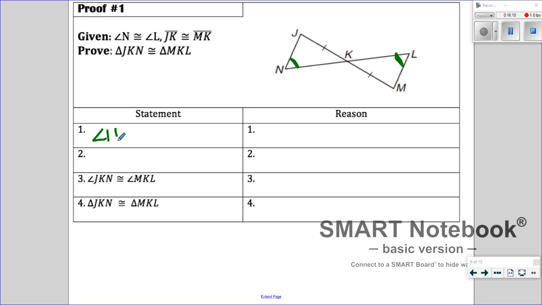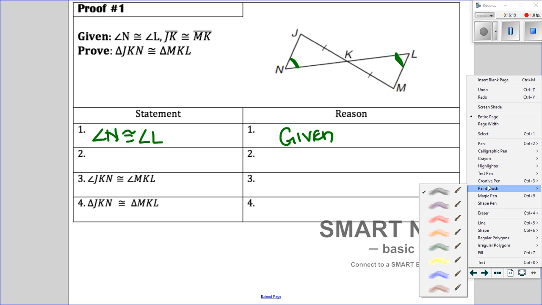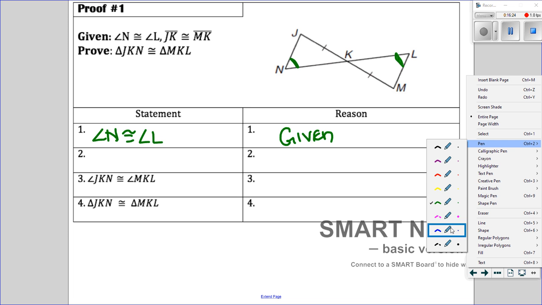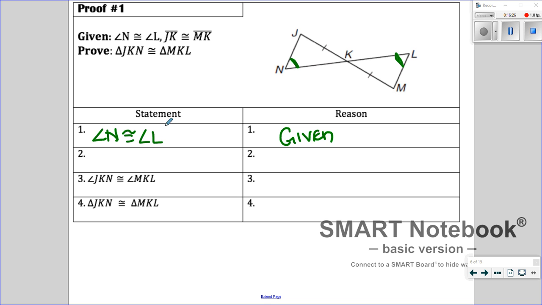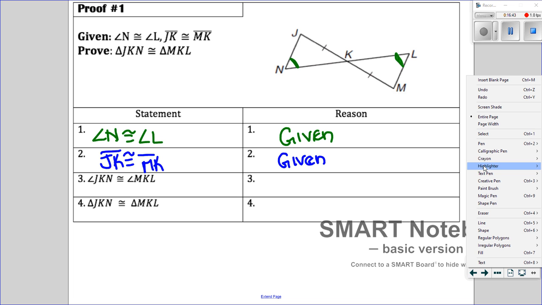They said that angle N is congruent to angle L, and the reason is it's given. They told us. The next one, they said that JK is congruent to MK. I don't see this in the statements, so I'm going to write that in there. Anytime you start off your proofs, start off with what they gave you, and your reason will be given. So JK is congruent to MK, and that's given by them. I'm going to highlight that in blue.